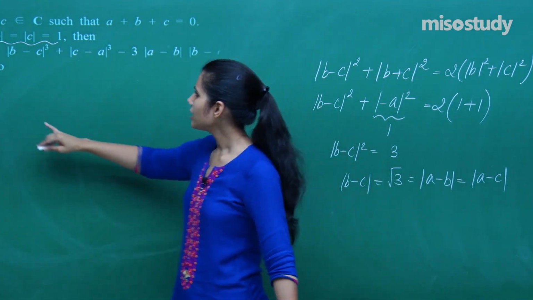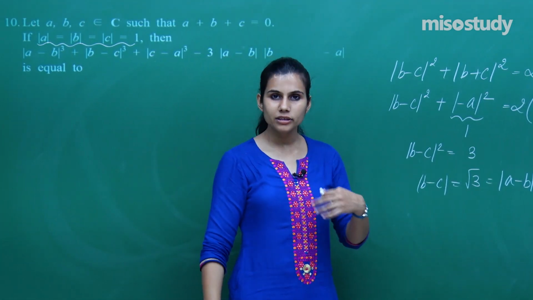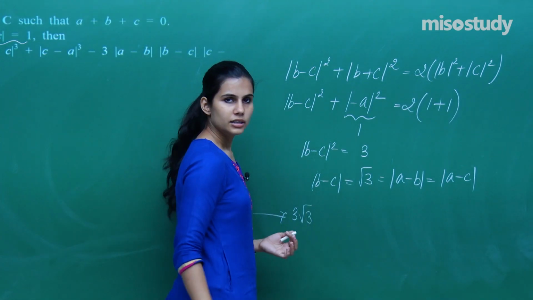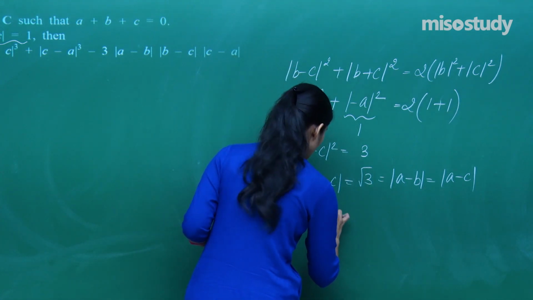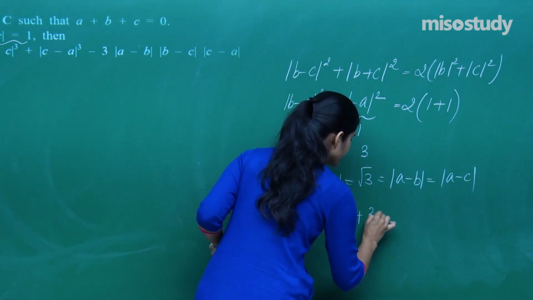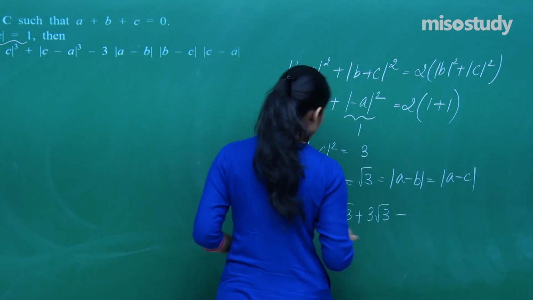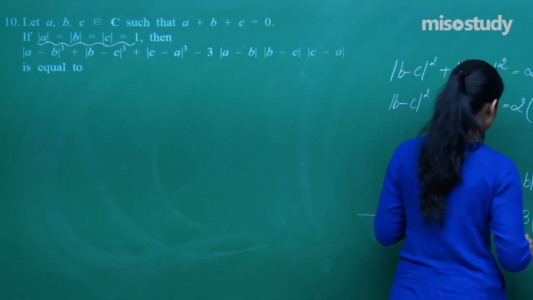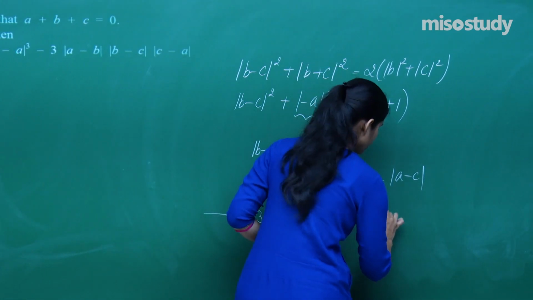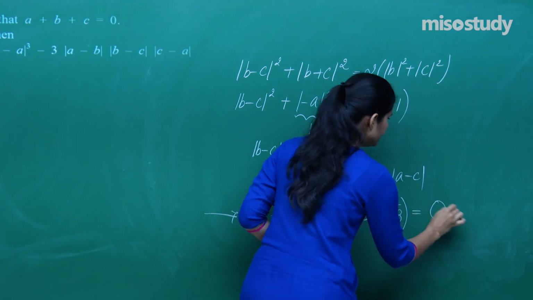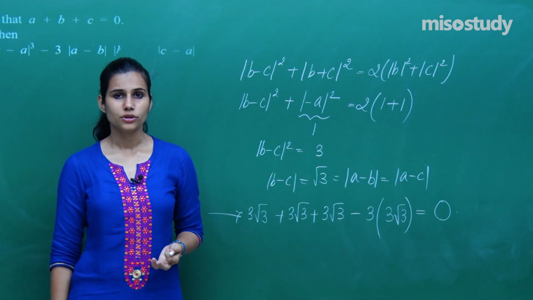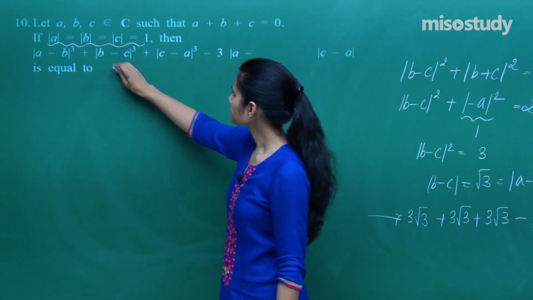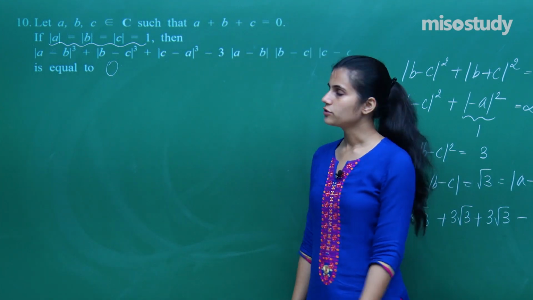The moment you show this, you get mod of a minus b whole cube, that is root 3 whole cube. Root 3 whole cube becomes 3 root 3, right? Plus again 3 root 3 plus 3 root 3 minus thrice of mod of a minus b, which is root 3 into root 3 into root 3, so 3 root 3. This is 0. So you get this plus this plus this minus thrice of this, which is 0. Integer associated to this is 0.